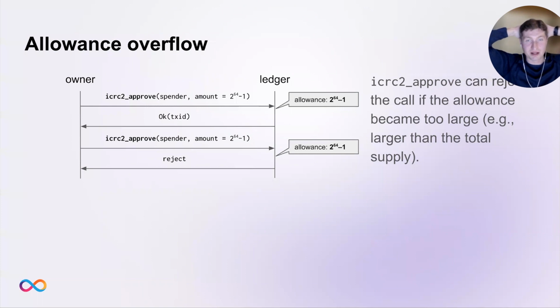For example, if the Ledger can never have more than a 64-bit number of tokens, then it makes no sense to approve more than that amount. So it can reject your call if you try to approve 2 power 65, for example.